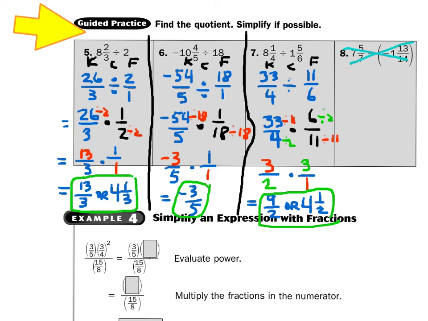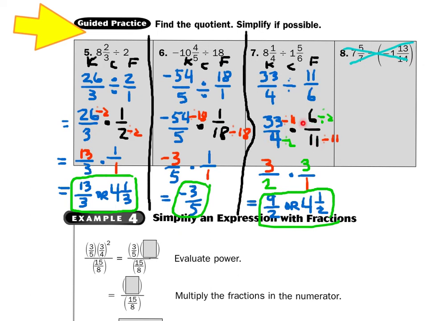Take a look at number 7. 8 and 1/4 divided by 1 and 5/6. So remember, make everything look like fractions. Start at the 4. 4 times 8 is 32. 32 plus 1 is 33 over 4. Copy the division sign, and then start at the 6. 6 times 1 is 6, plus 5 gives me 11, so it's 11 over 6. Now you can use the trick. Keep, change, flip. Keep that first fraction the same, 33 over 4.